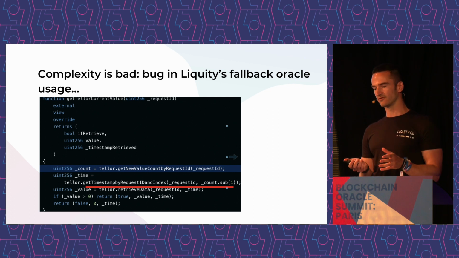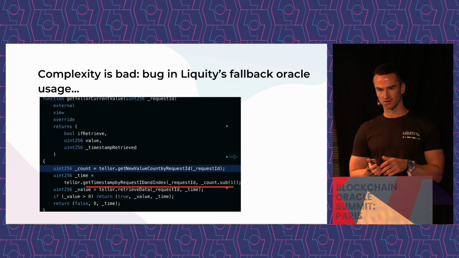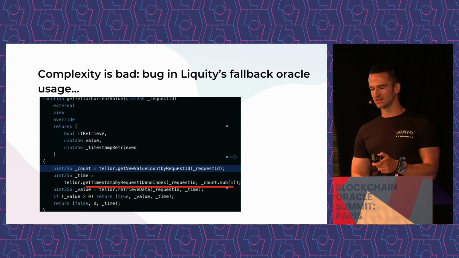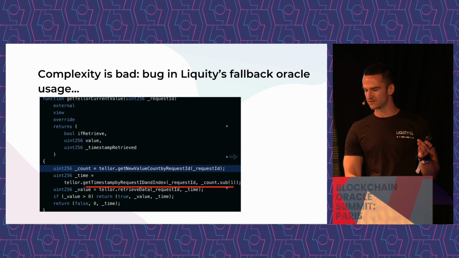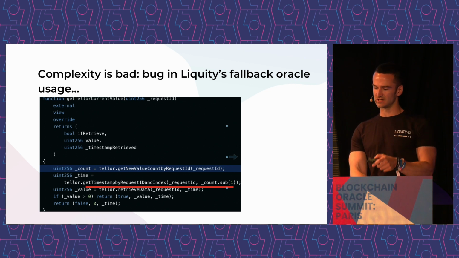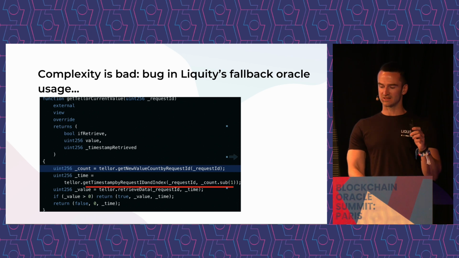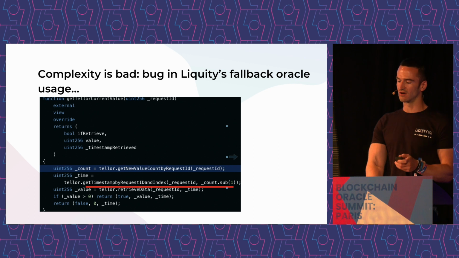So we used Tellor as our fallback, and we incorrectly pulled the current price from Tellor when we should have been pulling a lagged price, to give us a price we could be confident was accurate. And so this is the code for that in our system. You can see we're getting the count, which is just the number of data points on the Tellor feed. We're getting the current time by using essentially the current count. Then we're getting the current value and using the current time, but we shouldn't be using the current value.